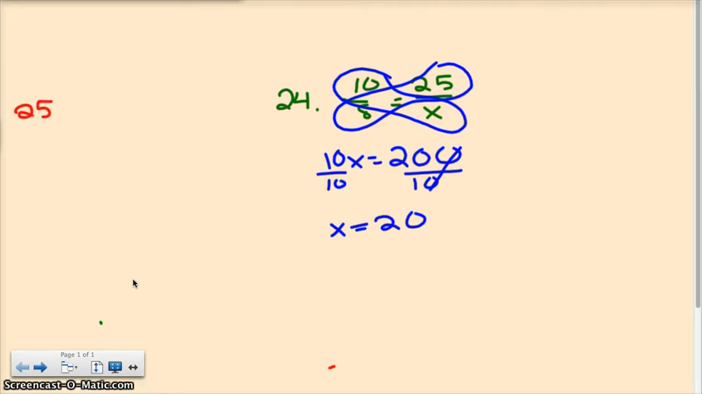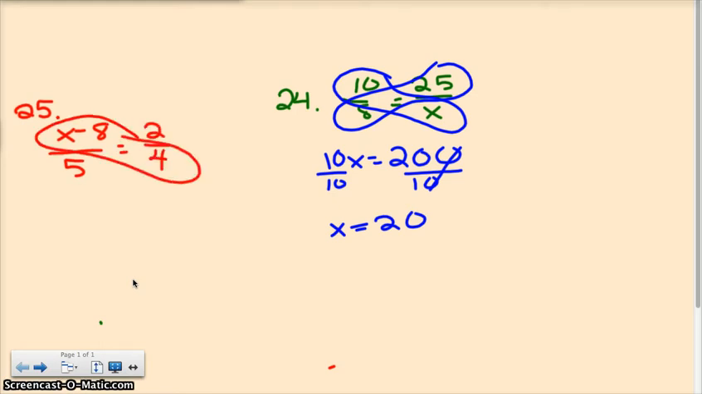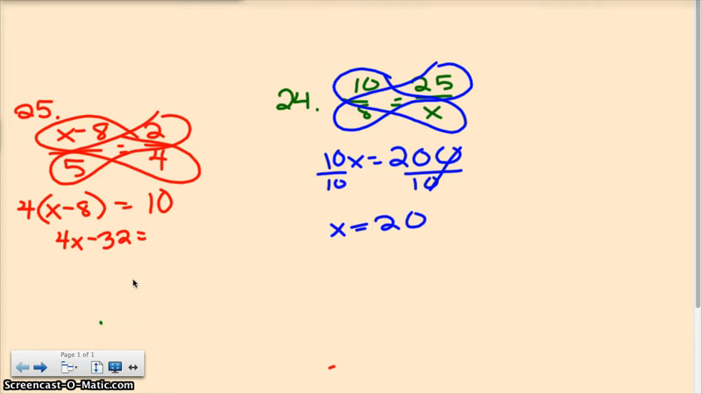25. x minus 8 over 5 equals 2 over 4. Do the cross product. I always make sure I start with distribution. So it's 4 times x minus 8 equals 2 times 5, which is 10. Distribute. Add 32. Divide by 4. Half it. 21 halves. And I see I have that answer there.